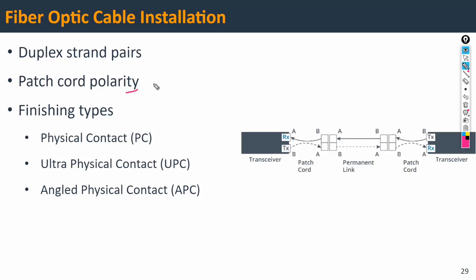Patch cord polarity. Patch cord means when the connector and the cable are connected at this point, some type of attenuation is possible on this interface. So there are three types of finishing that can be used at this point, to protect from interference: physical contact, ultra physical contact, or angled physical contact. These are just types of finishing.